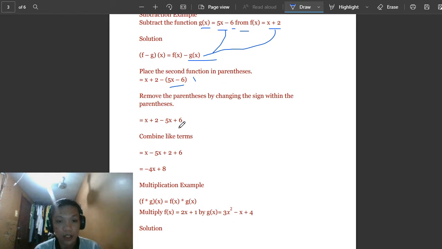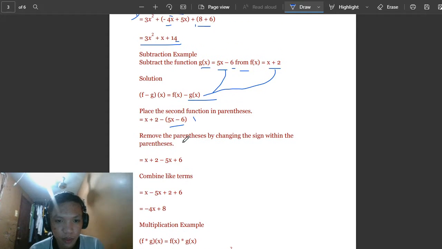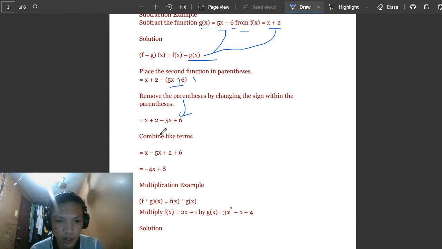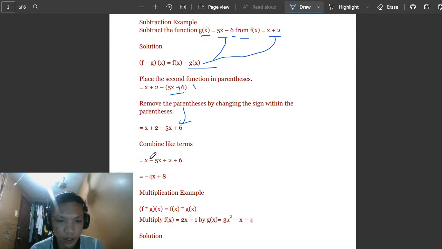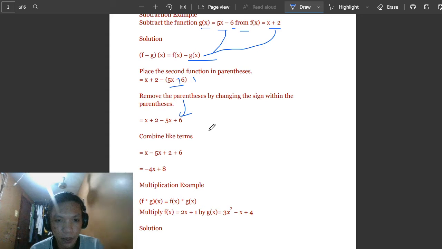So remove the parenthesis by changing the sign within the parenthesis. Pag-change na to ani, mahimo siyang addition pag remove sa parenthesis. So x plus 2, the f of x, minus 5x plus 6. Combine like terms na agad.